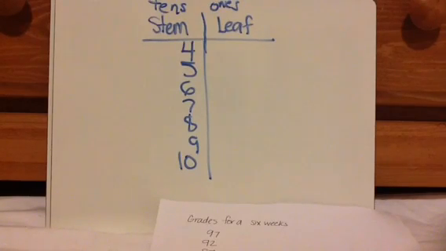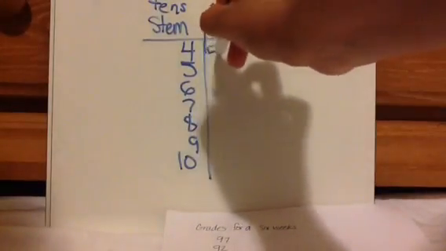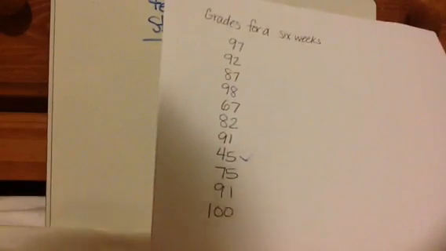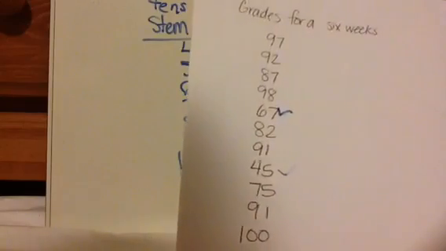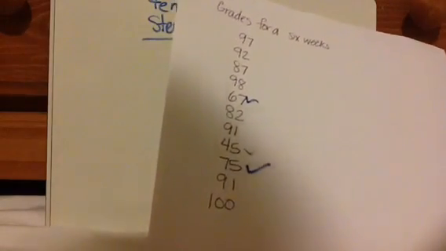There's a 45 here, so I'm just going to check that off, and I'll put the ones place here. So when you see this, you know that's 45. My next highest grade is a 67. So I would keep the 6 there and put a 7 there. Then my next grade is a 75. So I'm going to check that off and put a 5 there. Make sure you check it off, that way you don't repeat any.